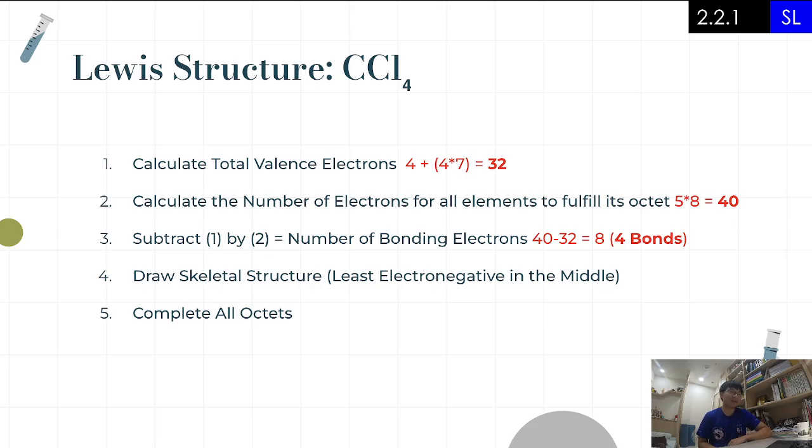Good reminder of the names. So how many valence electrons are there? Carbon has 4 and there's one carbon, so 4 plus, there's 4 chlorine and there's 7 valence for every chlorine, so 4 plus 4 times 7 is 32.